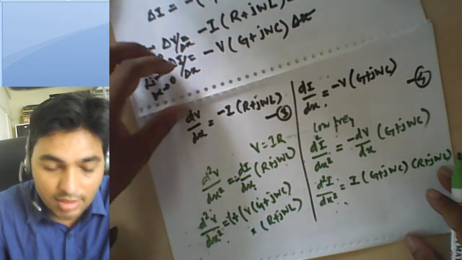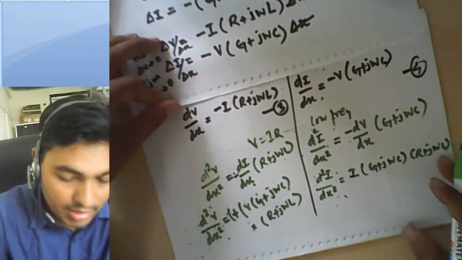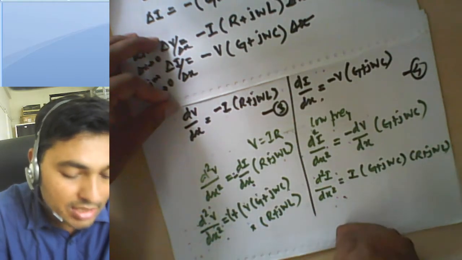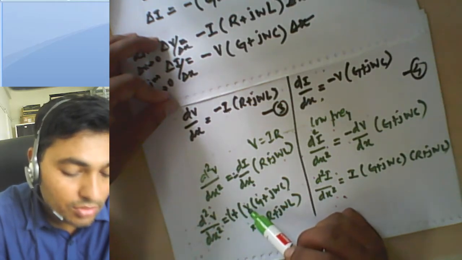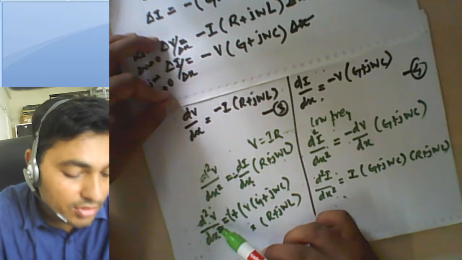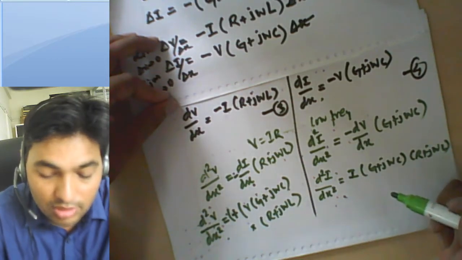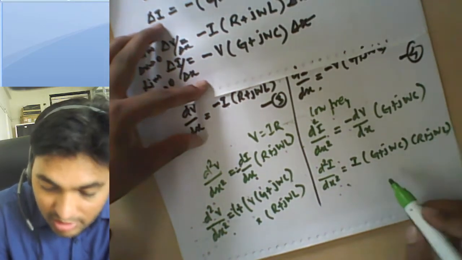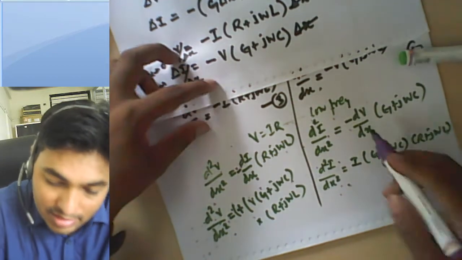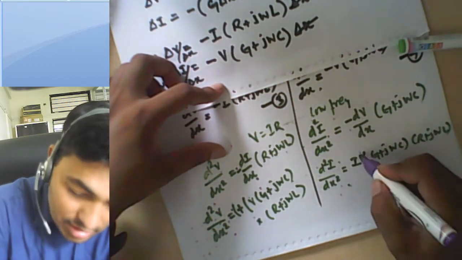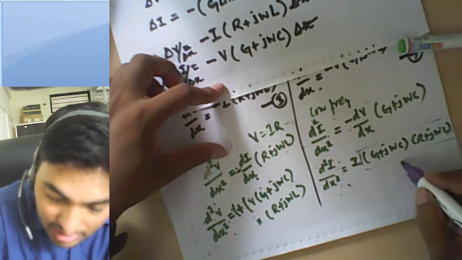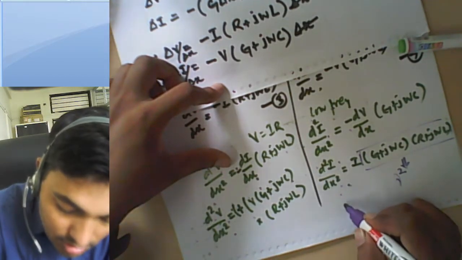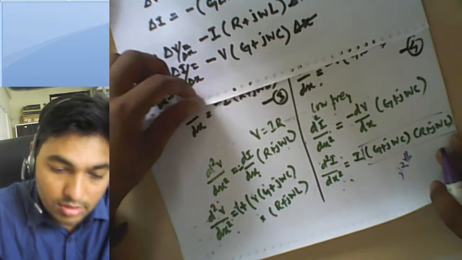Now by seeing this we can see that voltage is related to voltage. On this side we have d square V by dx square, and on the opposite side we have V. So it forms a second order differential equation. Before going further, we will define one parameter. Let us define this as gamma square. Now this is called the propagation constant.